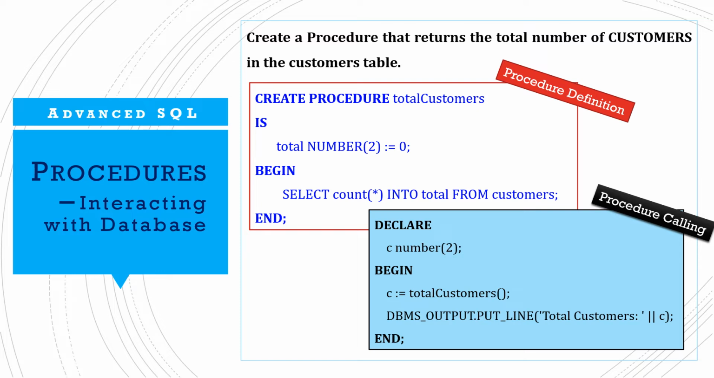Okay, so to make use of this procedure, we need to call that procedure. So we are writing some set of statements for calling that. So declare C, a variable for storing that number of customers. Then begin, C is equal to, we are calling the procedure name. Here we are not having any parameters, so empty parentheses are used, total customers. Then using this dbms_output package, we can display the value of the C. So the C will give the total number of customers in the customer table. Okay.